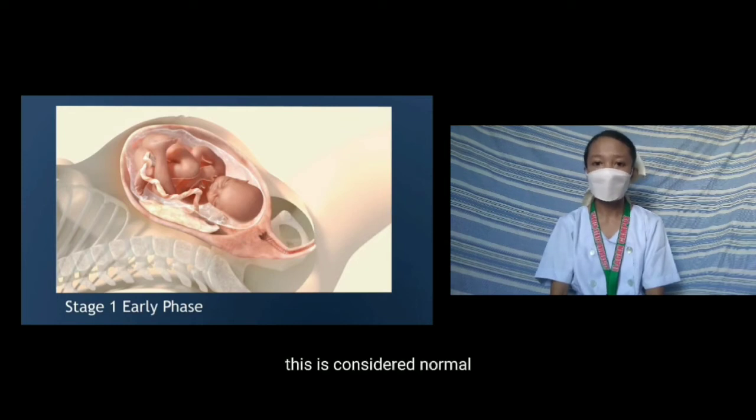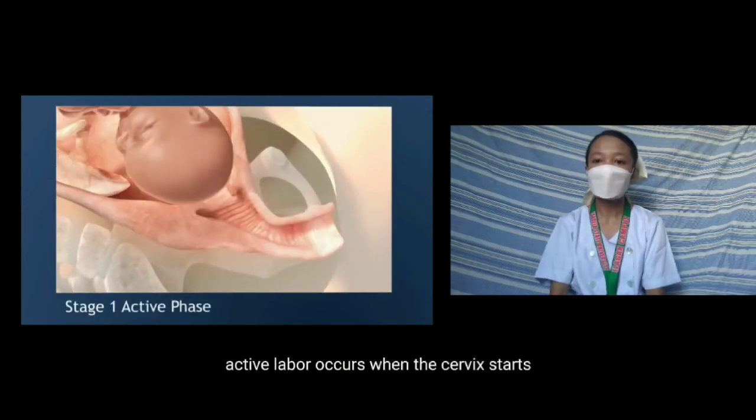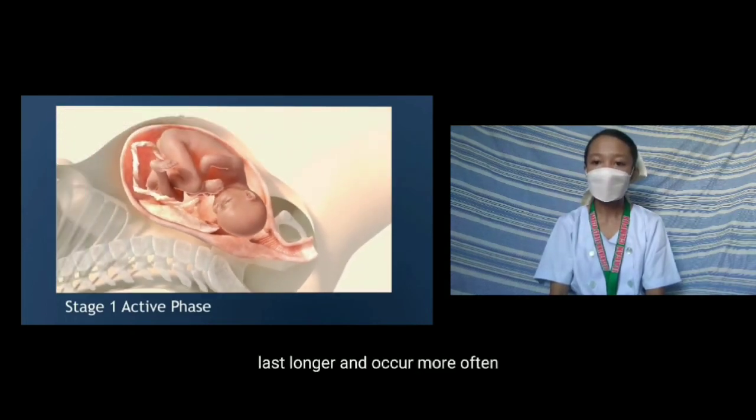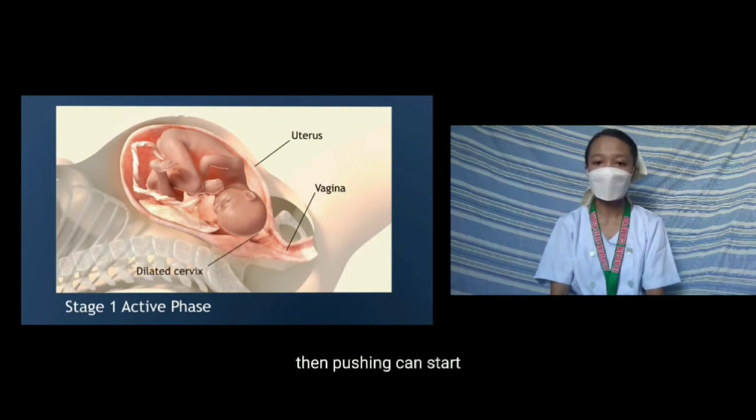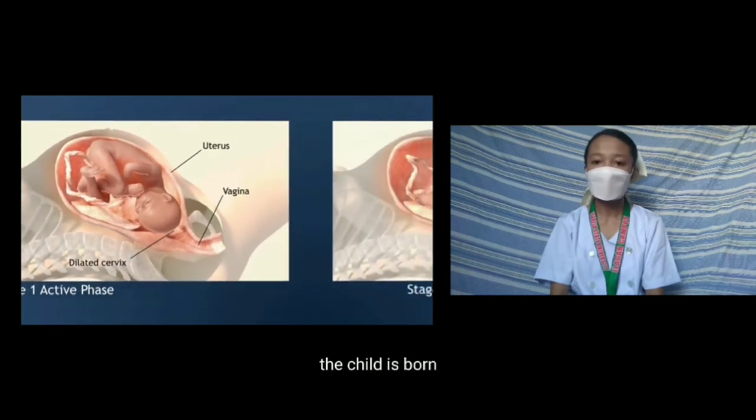This is considered normal. Active labor occurs when the cervix starts to dilate more quickly. Contractions get stronger, last longer, and occur more often. The cervix continues to open wider to about 10 cm, then pushing can start. In the second stage of labor, the child is born.